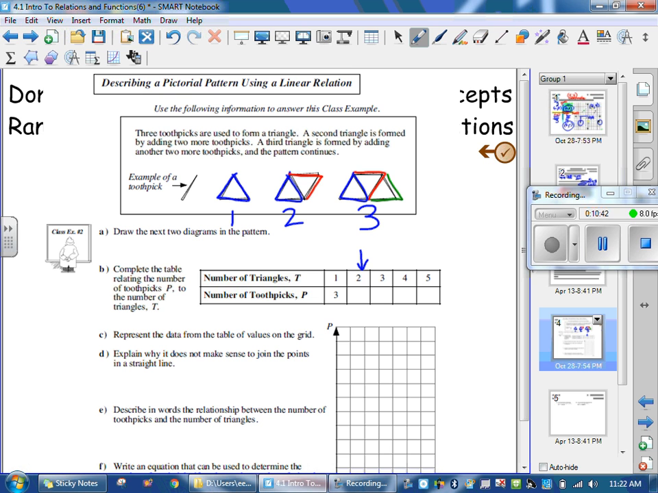So in 2 triangles, how many sticks did I use? The original 3 plus how many? 5, exactly. Okay, and over here, how many green did I have to add? 2 more. So what's 5 plus 2? 7, good. So what do you notice the pattern's doing? They're going up by 2, they're adding 2.